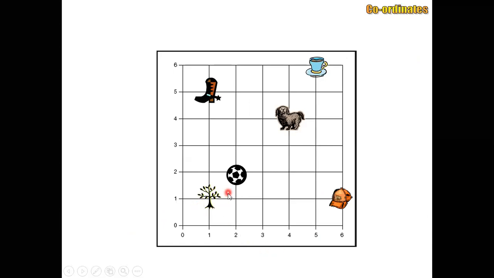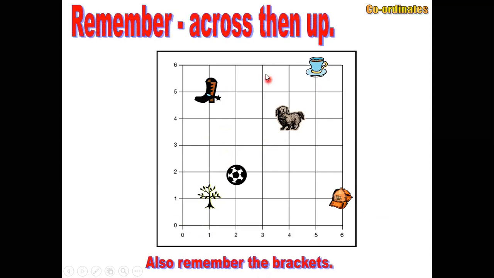Next, I have given some pictures here. You have to say the coordinates of those pictures. I will do the first two examples. For the tree, what is the coordinate? (1, 1). Correct? Next, for this shoe, first look across. How many places across? 1. And up how many places? 5. So the coordinate of this shoe is (1, 5). The next 4 examples, try yourself. Always, first do across, then up.